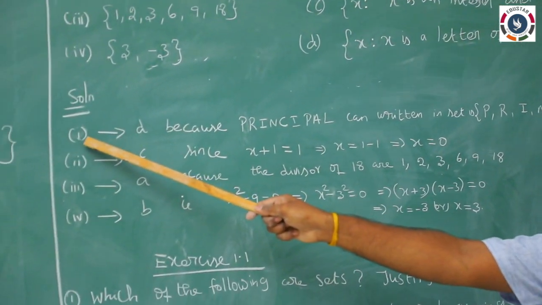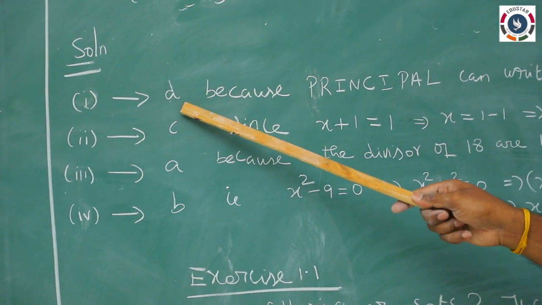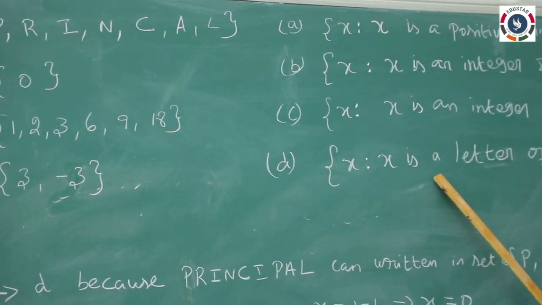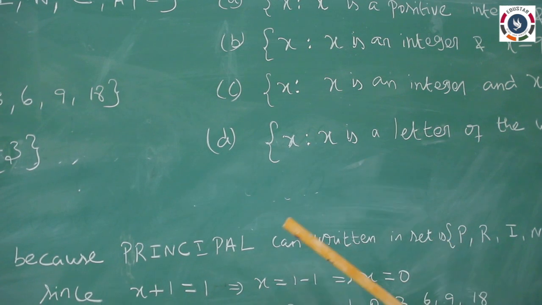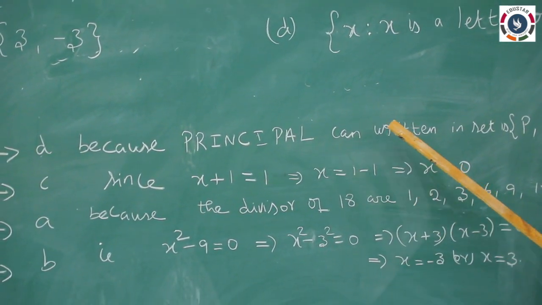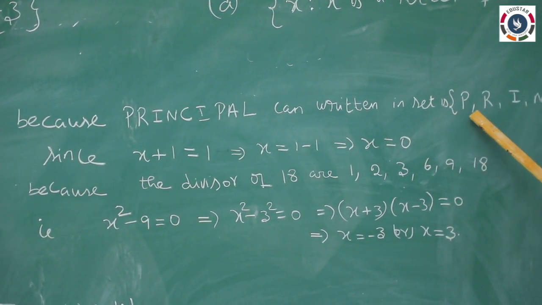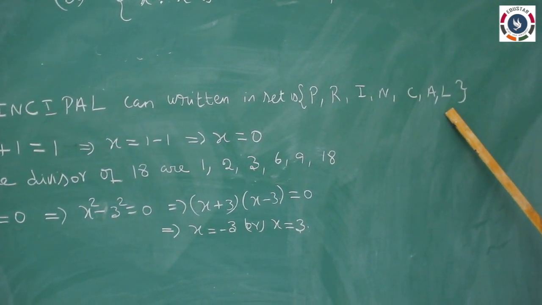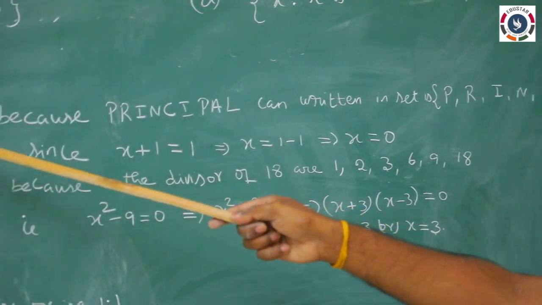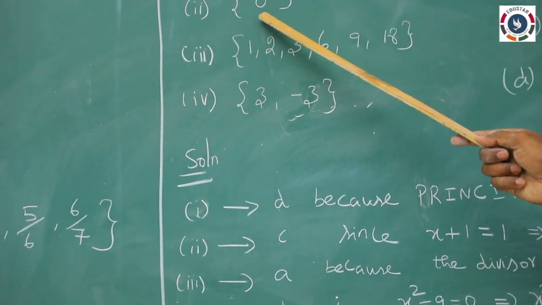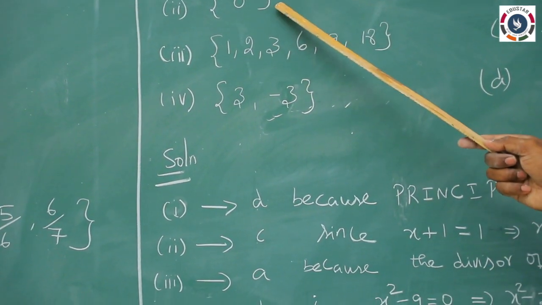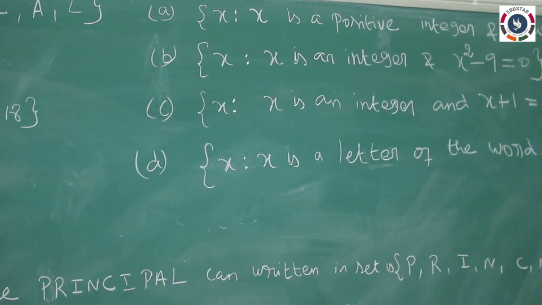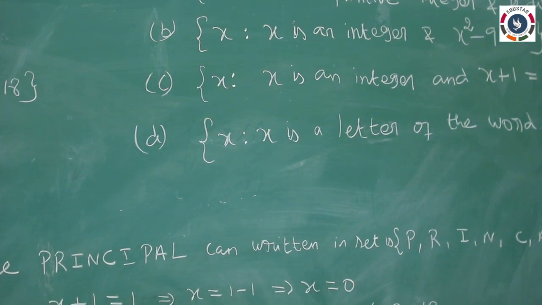Solution: 1 matches to D, because principal can be written in the set as P, R, I, N, C, A, L. And the second one, the singleton 0, matches to C, since x plus 1 equal to 1.